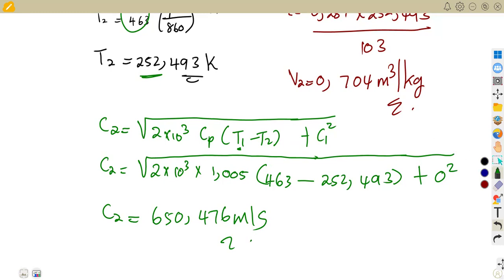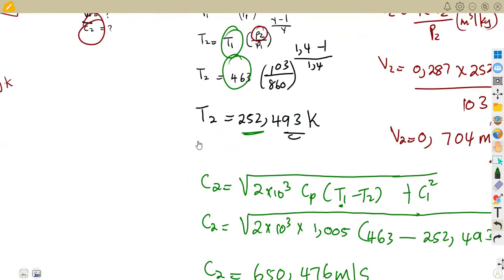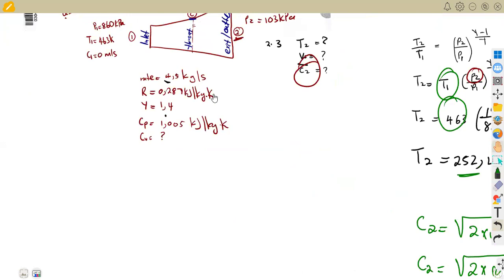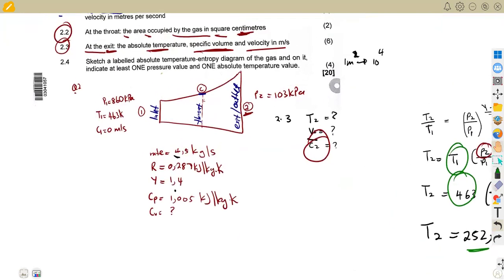Okay, so that is the idea there. Then the other part is now to sketch. This is just a sketch here. Sketch a labeled absolute temperature, entropy diagram. So it's a diagram of temperature and entropy. Indicate at least one pressure value and one absolute temperature value, at least one, all right?